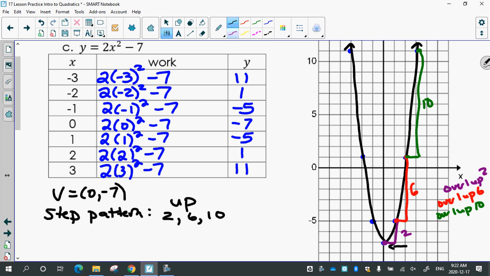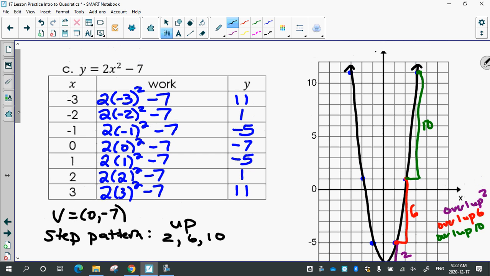How is 2, 6, 10 related to 1, 3, 5? Just double? Everyone see that? Where do you think that 2 comes into play in the equation? The 2 in front? So this number here is what determines our step pattern. So this number here, we call the step number, okay? That's called the step number.